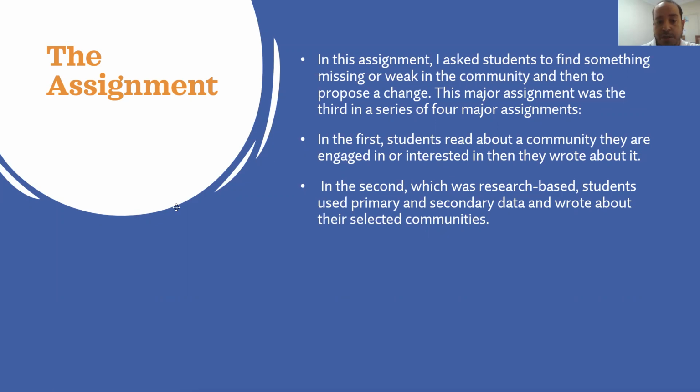So this assignment is the third of a series of 4 major assignments, because in my course there are some minor assignments like weekly discussions and videos that they watch and respond to, readings that they read and critique, and then there are 4 major assignments. So in the first major assignment, students read about a community that they are engaged in or interested in, and then they write about it.